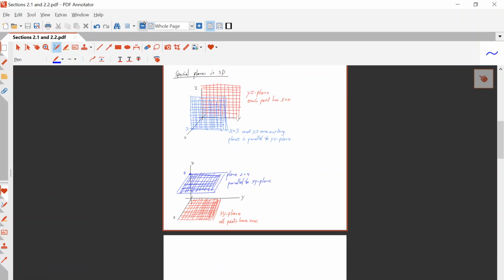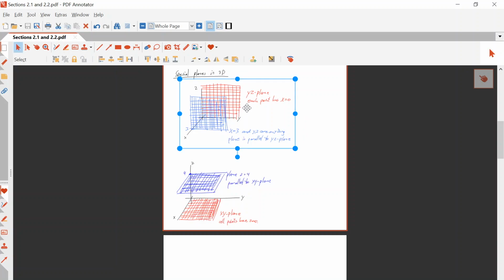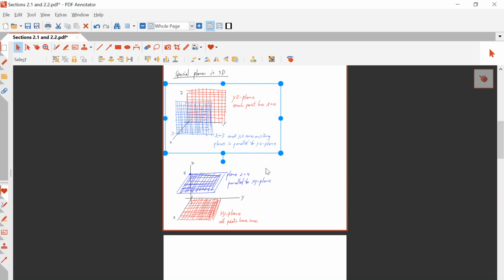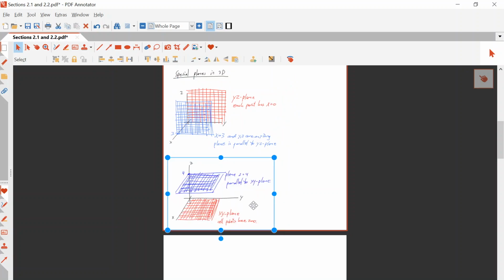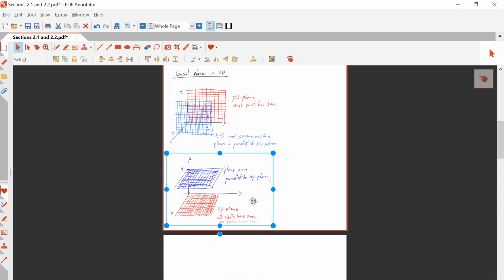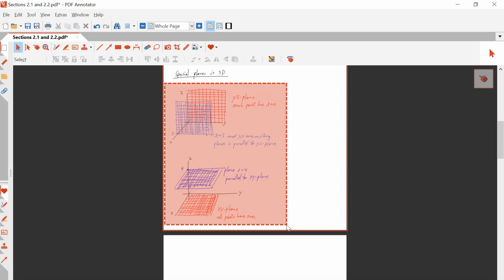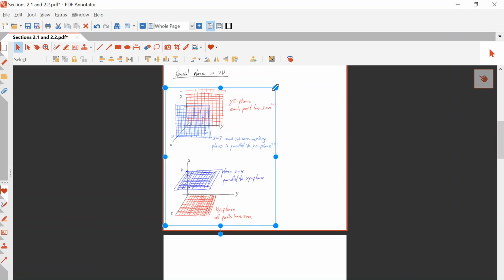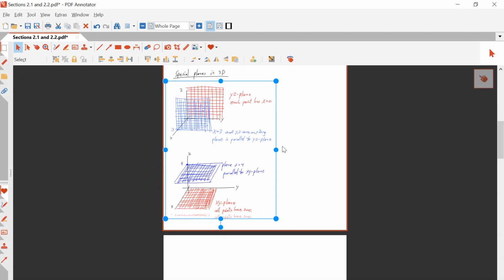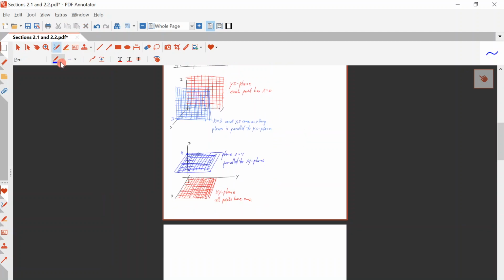So let me make these move over just a little bit. Let's see. I guess I gotta do it on the next page.